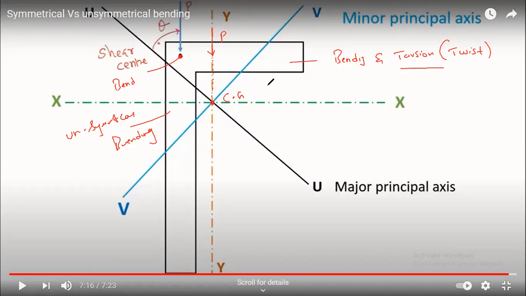Additionally, these unsymmetrical sections will undergo torsion along with the bending when you are not transferring load through the shear center. If you transfer load through the center of gravity, even unsymmetrical sections will undergo torsion. So to control the torsion, you have to pass load through the shear center, not through the center of gravity. Then only you can control torsion. So this is the concept of unsymmetrical bending.